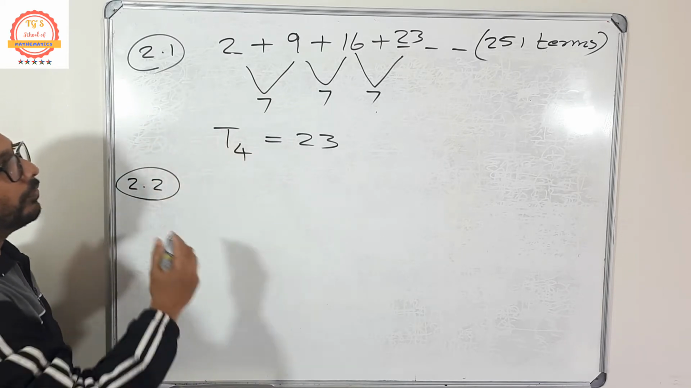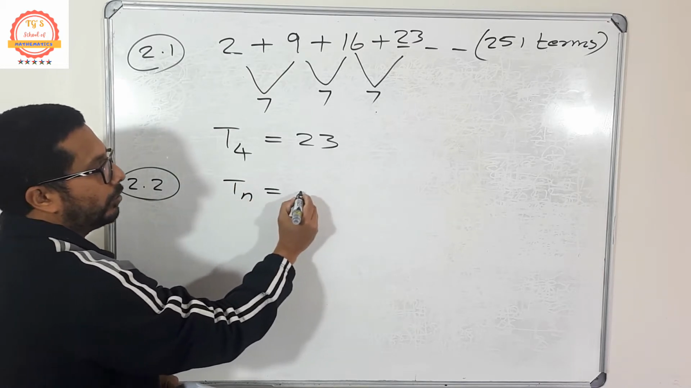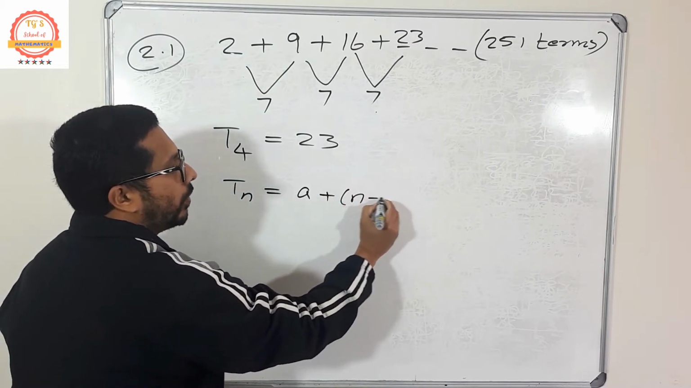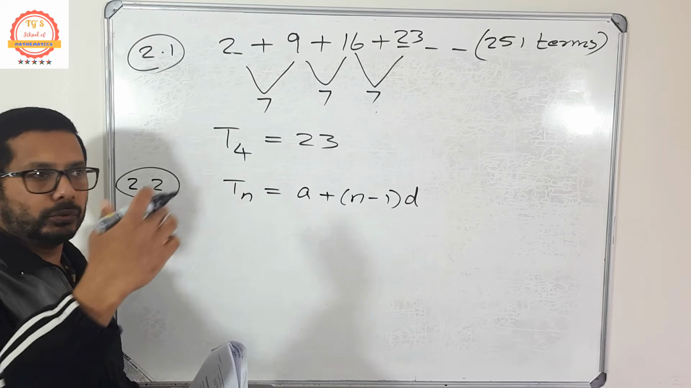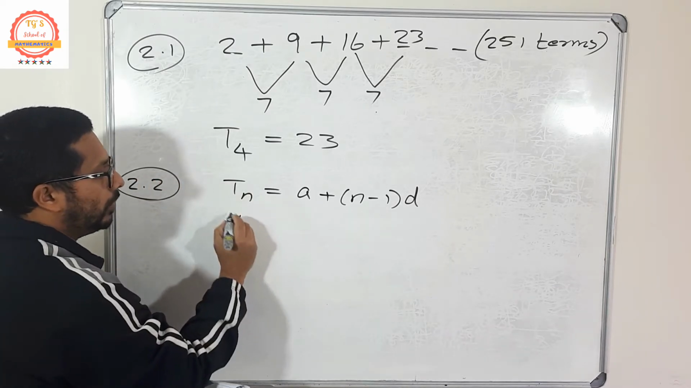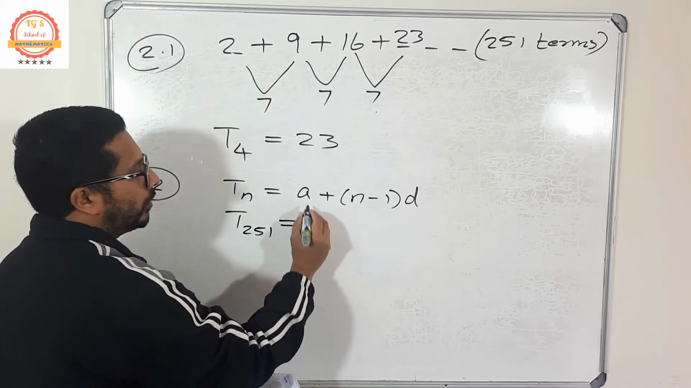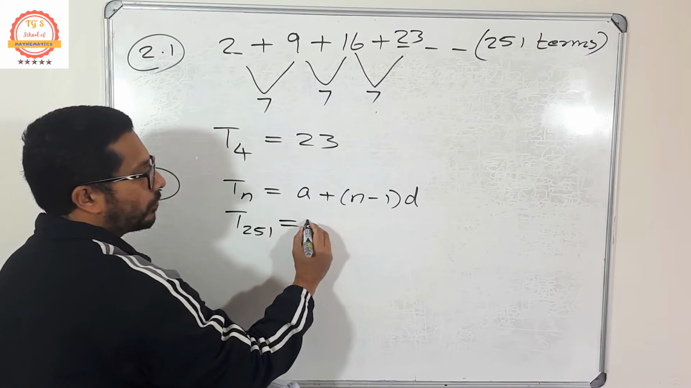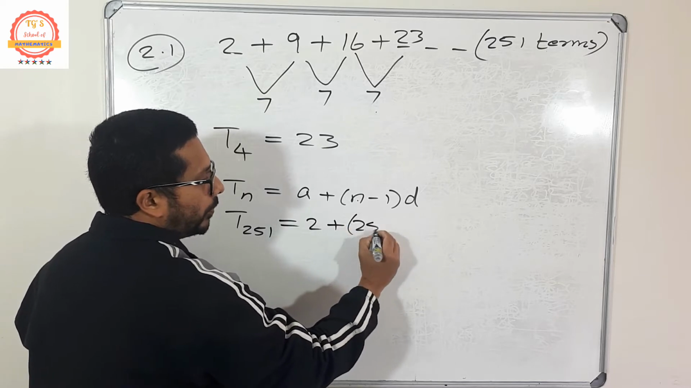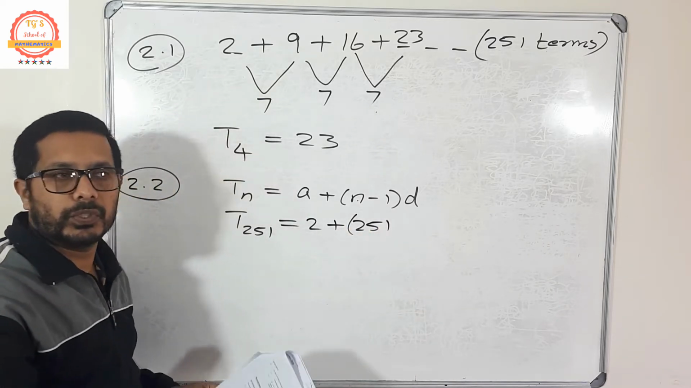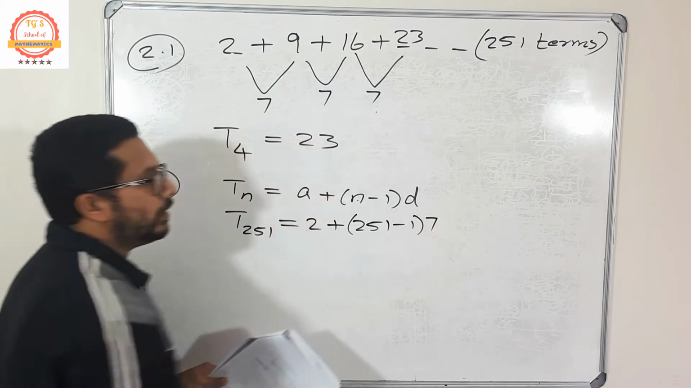This is an arithmetic series. So what is the general term? Tn is equal to a plus n minus 1 into d. You have to find the 251st term, so T251 is equal to a plus, what is the first term? A stands for first term, so 2 plus 250, because n is 251, minus 1, into d. What is d here? d is 7.